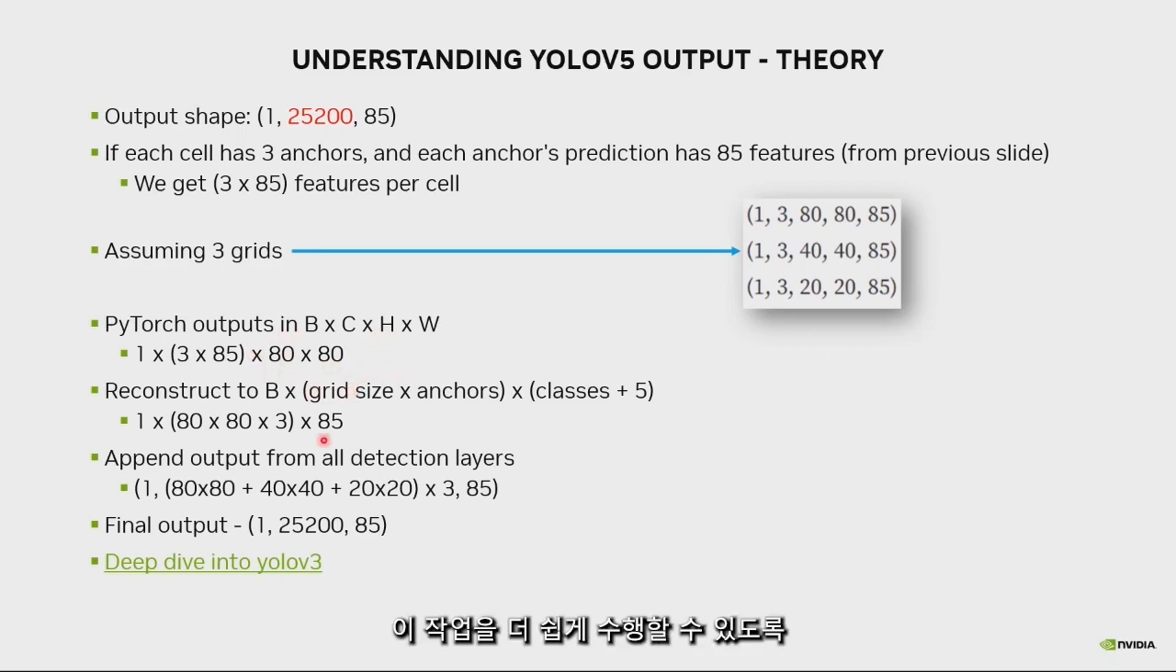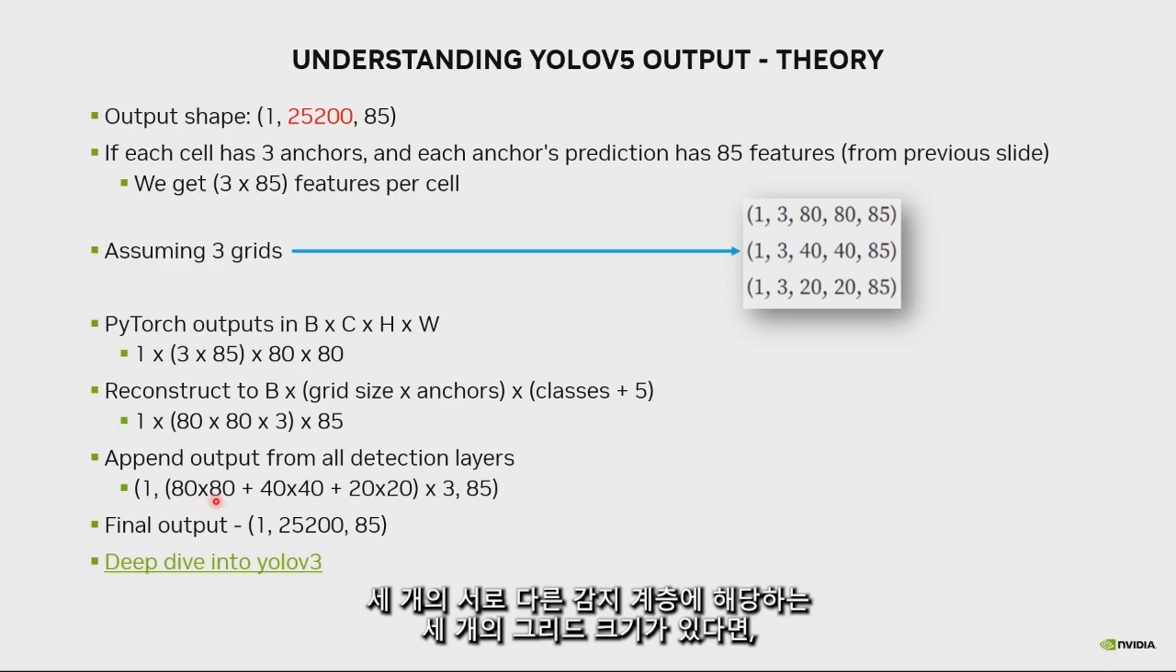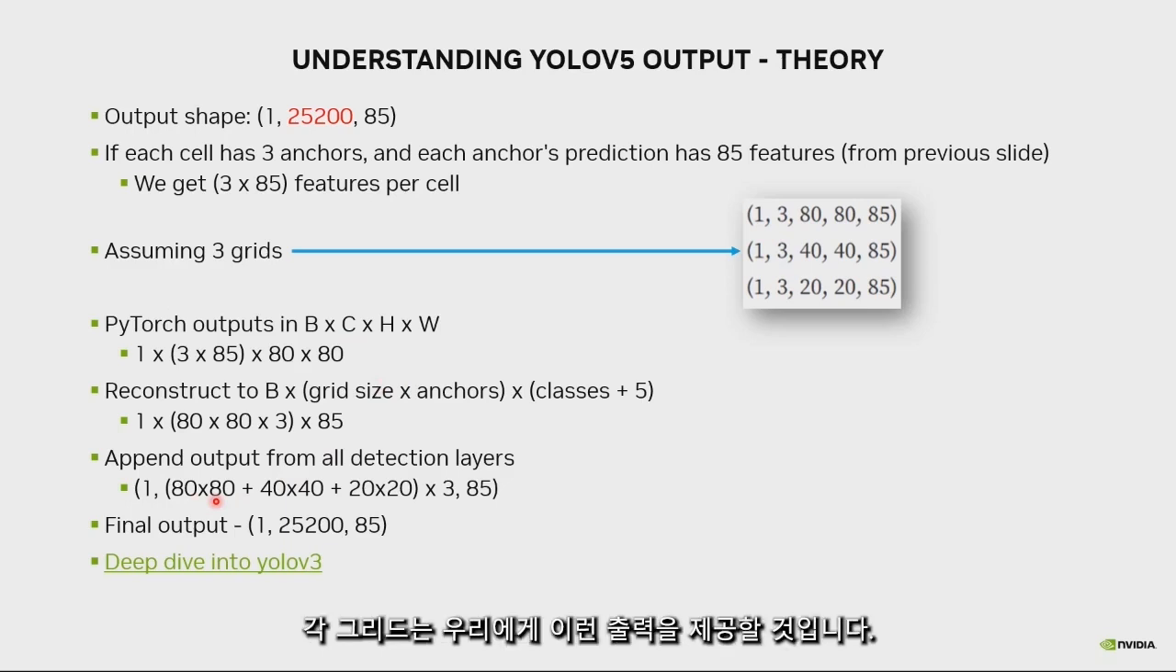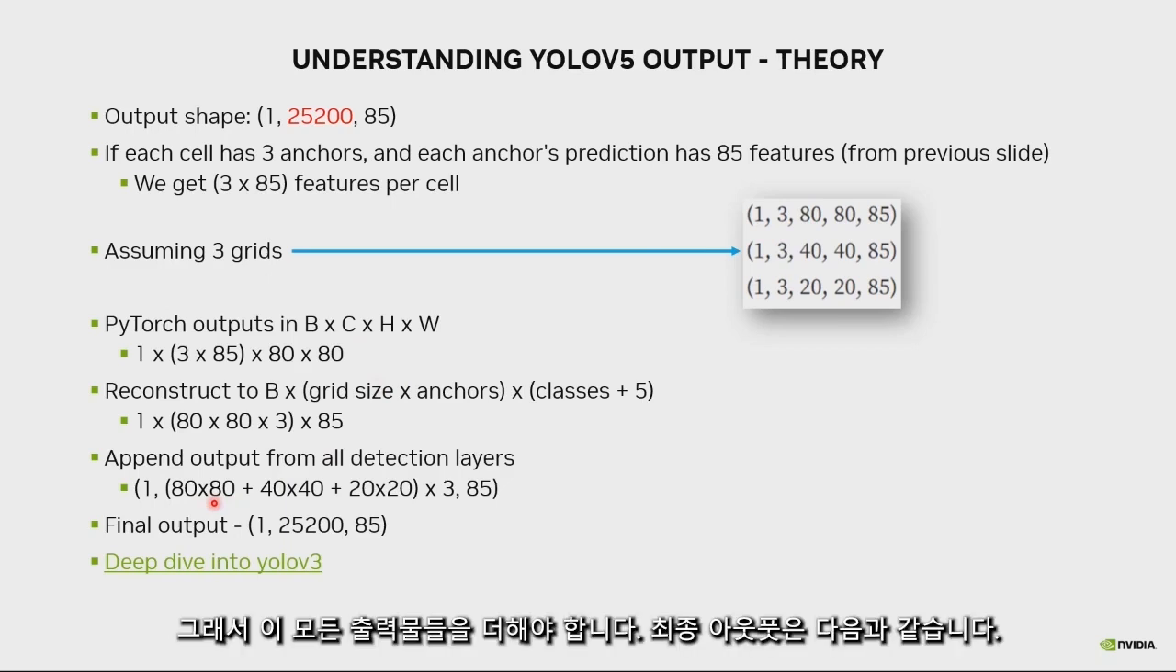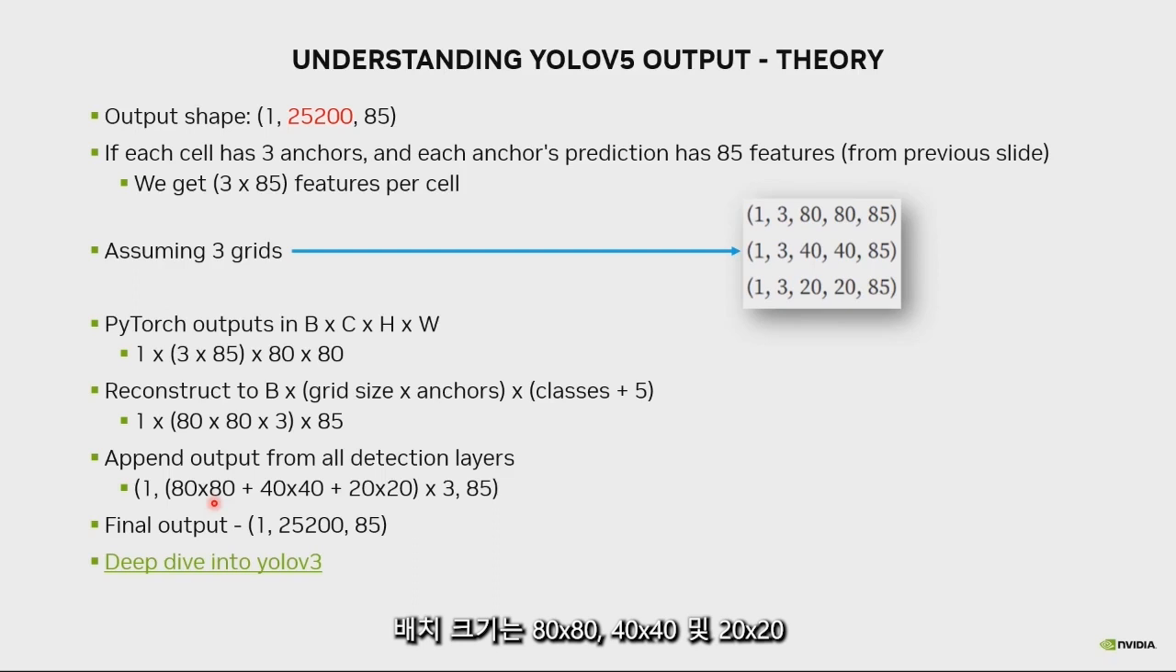To make this easier to work with, we reconstruct the output in this way: batch size by grid size by number of anchors by number of classes plus 5. You can see that all values are just in a different format between these two forms. Now, if we have 3 grid sizes corresponding to 3 different detection layers, each grid would give us an output like this. So all these outputs need to be appended, giving us a final output that looks like this.